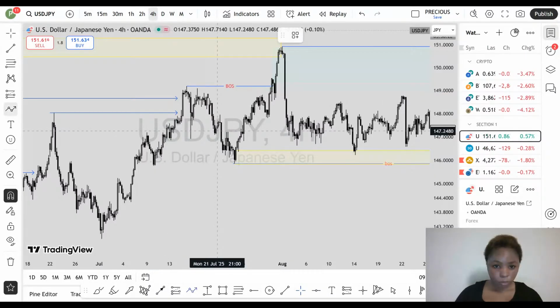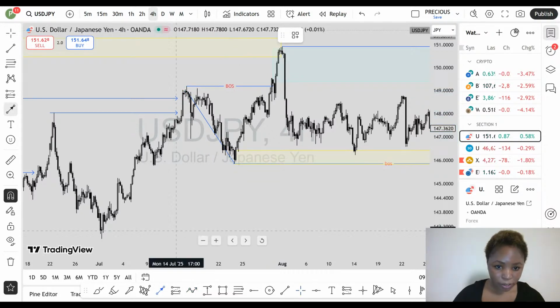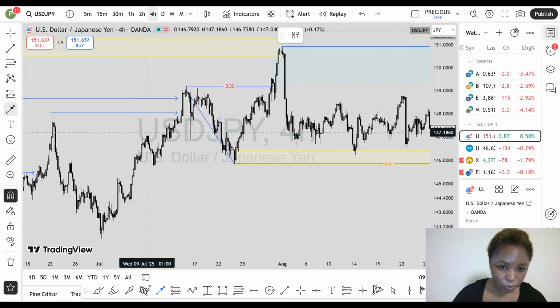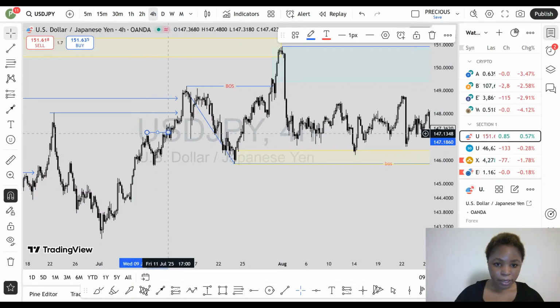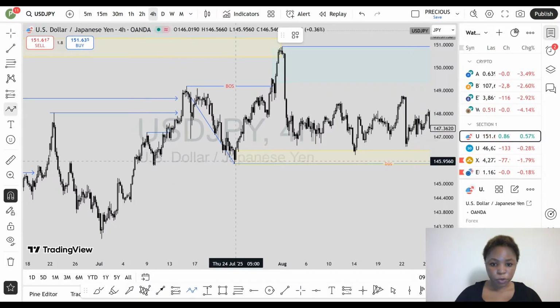pull into this level. Can you see we have a low here? We have another block here because we have a break of structure on 4 hour. And even with that break of structure on 4 hour, you guys can literally see that we still have an internal break of structure here. So markets pull into this other block here, move all the way up here.